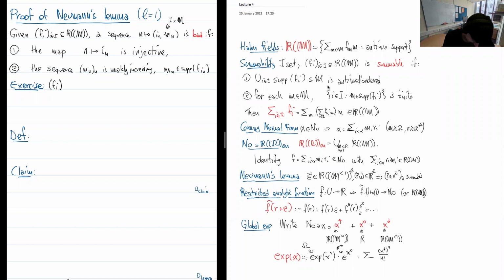The family f_i is summable if and only if there are no bad sequences.